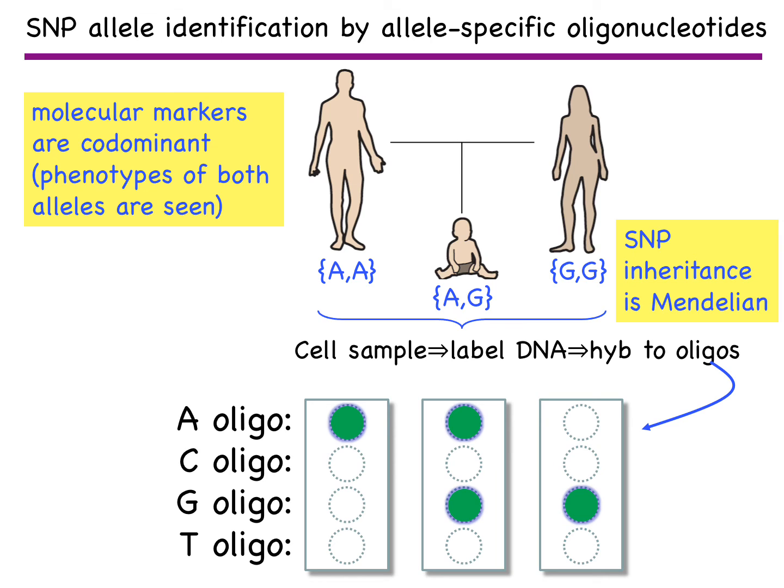One of the nice things about using molecular markers in your experiment is that they're codominant. This may be a term that you were exposed to in the first half of the class, but what that means is the phenotypes of both alleles are seen. So you can see both alleles when you use molecular markers. And the nice thing about this oligonucleotide specific hybridization method is you can do this in a high throughput fashion. You can actually interrogate many different polymorphic sites at the same time. Okay, so we'll talk about that in just a moment, but first I'm going to ask you a question.